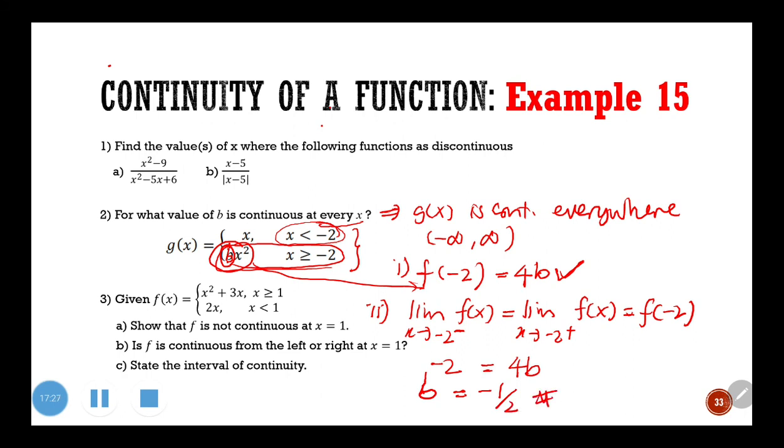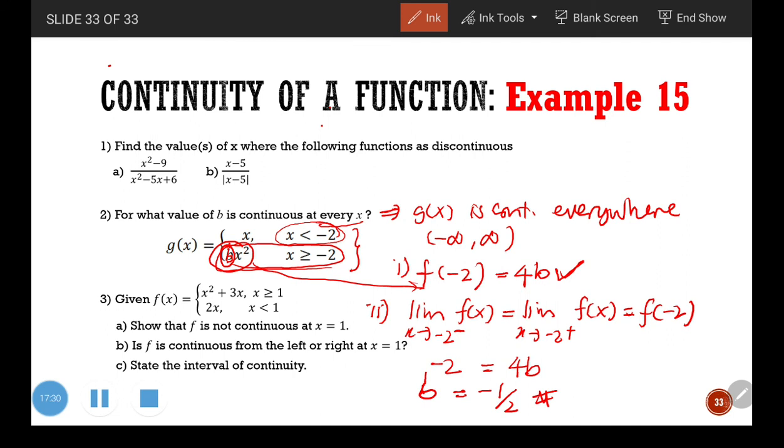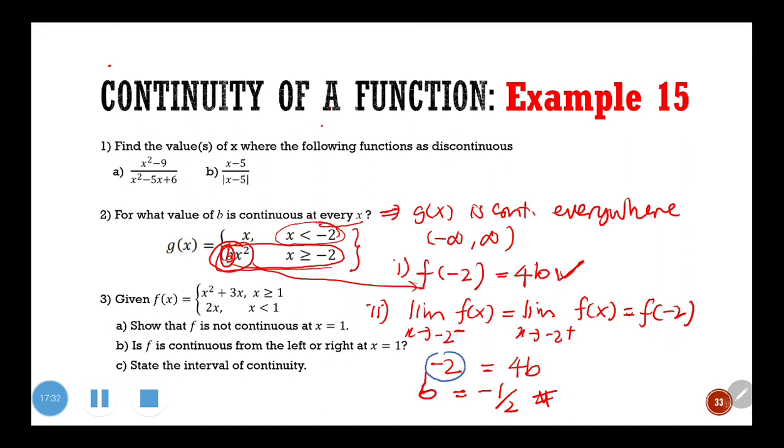Simple, right? Okay, understood? Why do we get negative 2 here? Because we substitute with x here. And for b, how do we get 4b? Because we substitute with bx squared, right? So when you put in the values and compare, we get b equals negative half.